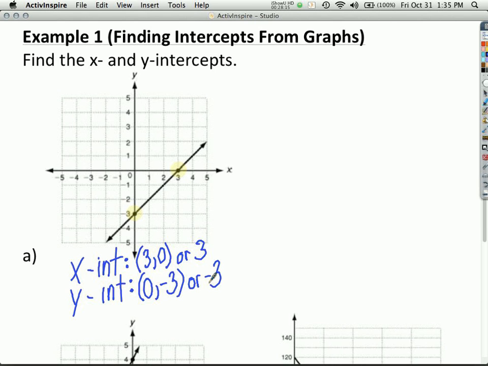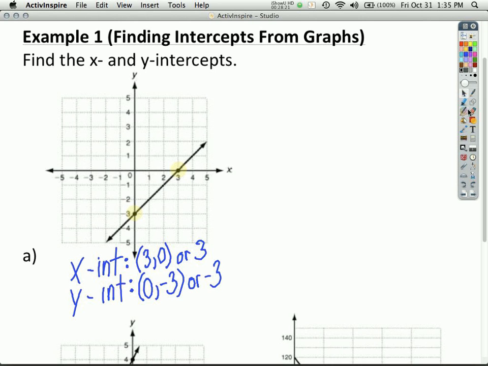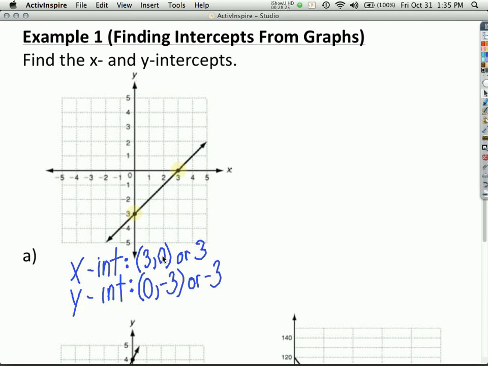Any questions about finding x and y intercepts from a graph? Tristan? There's always going to be a 0 in the y position when you're finding the x-intercept, and there's always going to be a 0 in the x position when you're finding the y-intercept, and that's actually going to be really important in a few minutes.